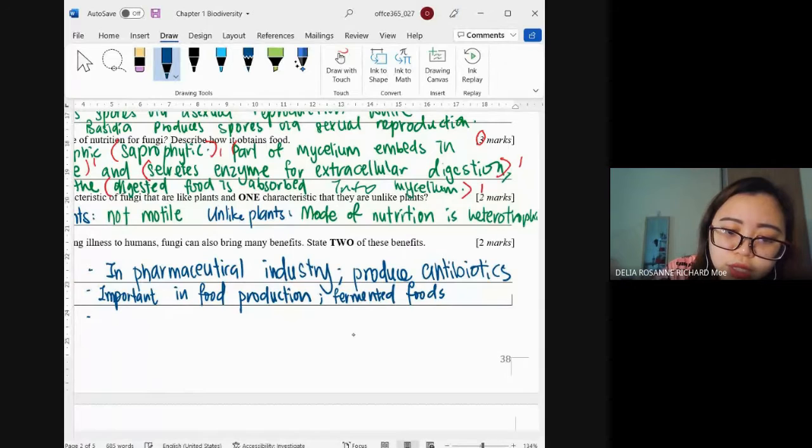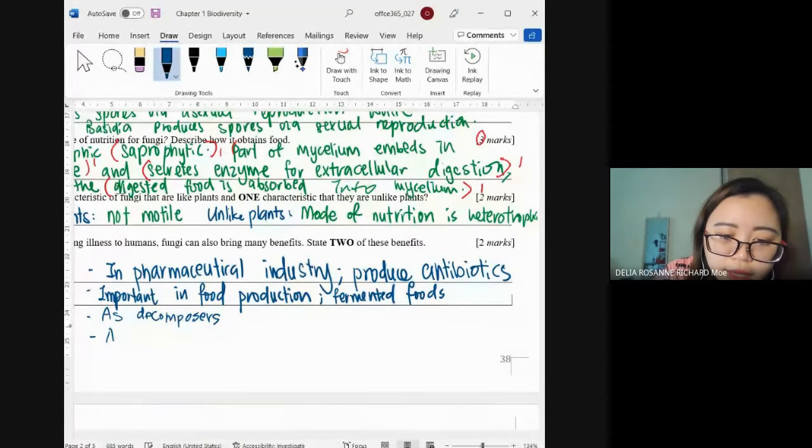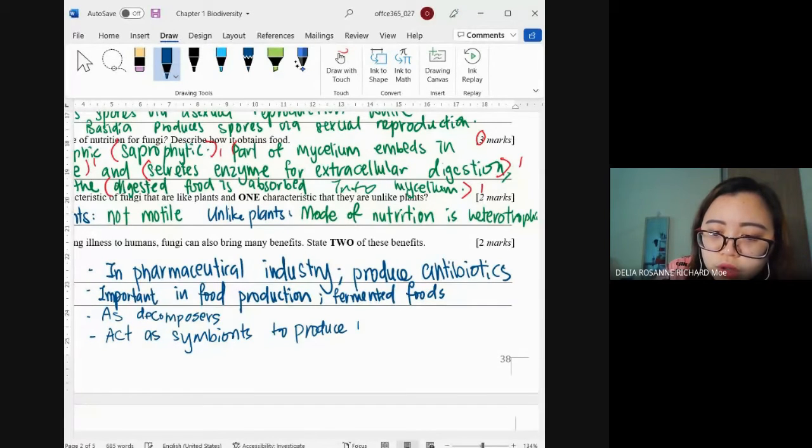And they are also important as decomposers. Okay, dia menguraikan benda-benda yang sudah mati. Decomposers, supaya nutrients itu balik kepada tanah dan balik kepada ekosistem. And they can also act as symbionts to produce better plants. Ataupun kita boleh cakap juga as symbionts to grow better plants.